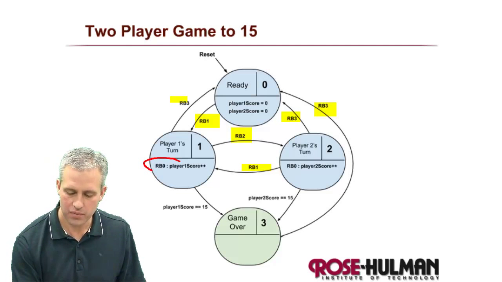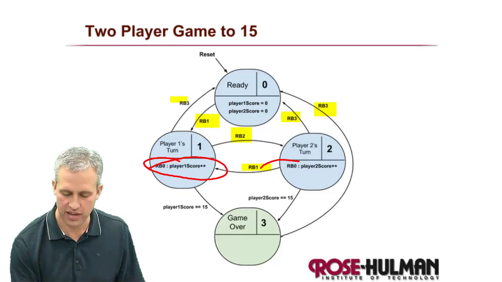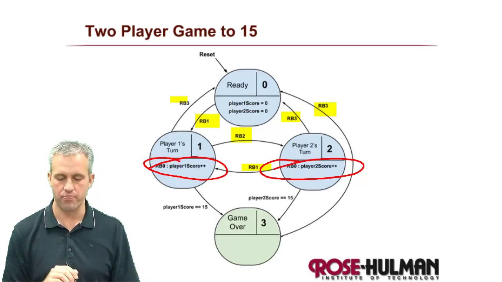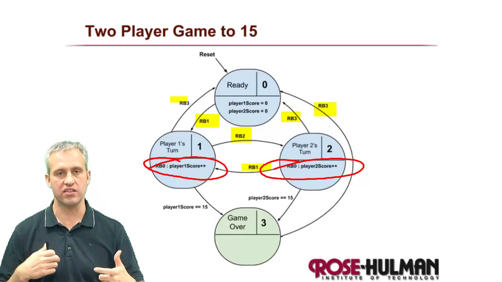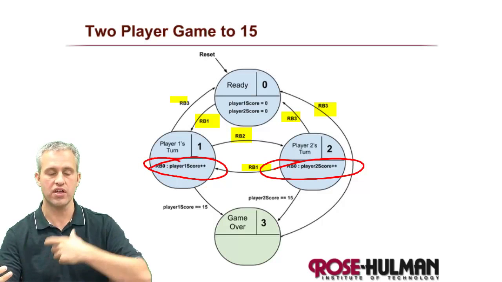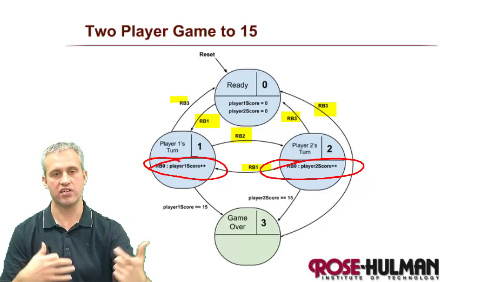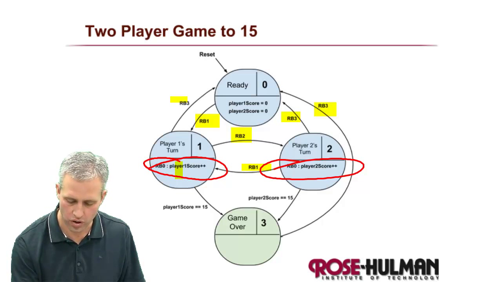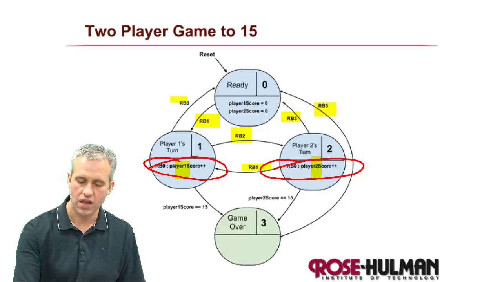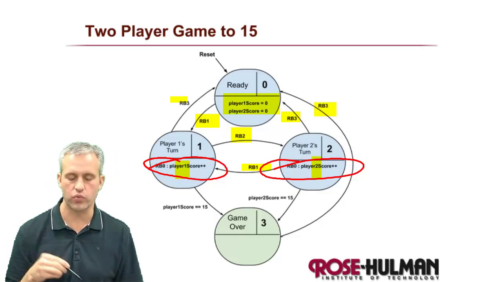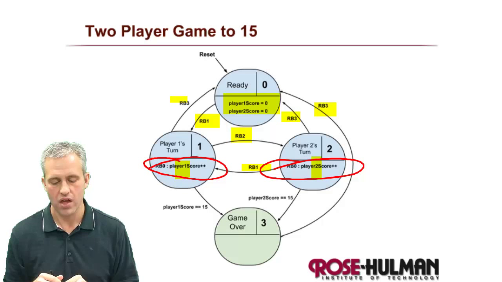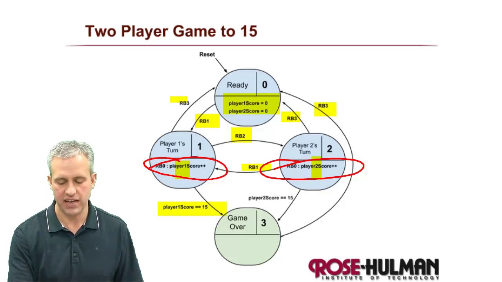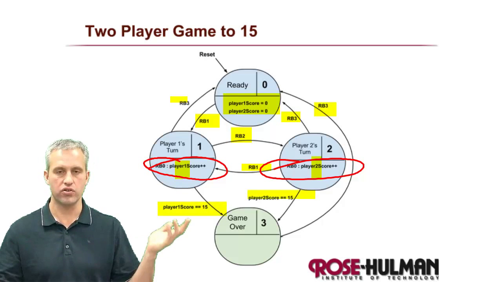It is a Mealy machine because the action, RB0, depends on what state it's in. So it's a combination of inputs and the state to see what action takes place there, because it increments the appropriate score, player 1 or player 2, depending on where you're at. The other action, of course, is that the reset game resets the score. And then if somebody gets to 15, then it goes into game over.